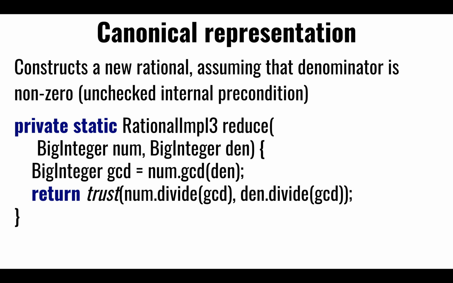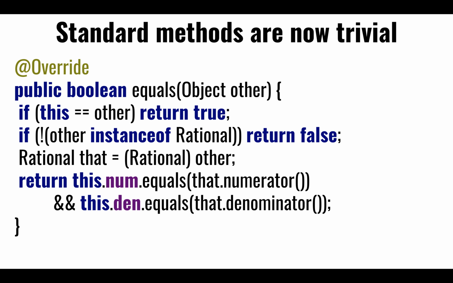Now that we have concentrated our representation into a canonical format, none of the other methods have to muck around with GCD or dividing by the greatest common denominator. They become trivial. Our equals can already assume that the numerator and denominator are in reduced format. I don't have to do any of that. It becomes a trivial implementation. I just need to validate that the numerator is equal to the other numerator and the denominator to the other denominator. I don't have to convert them into any canonical form. They're already in the canonical format.